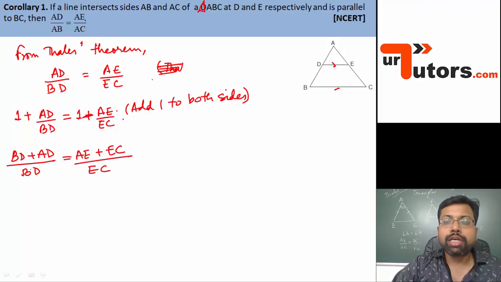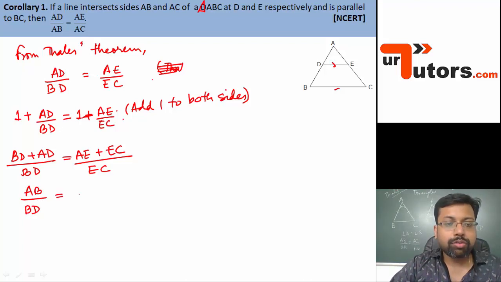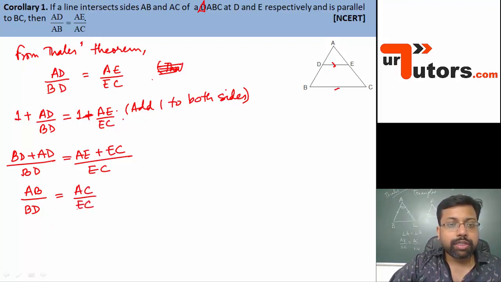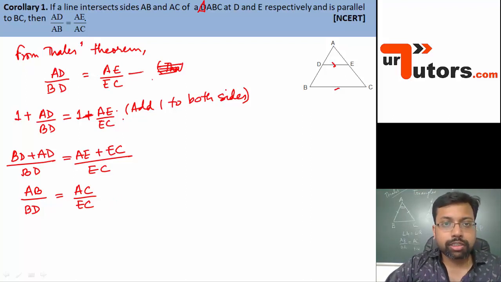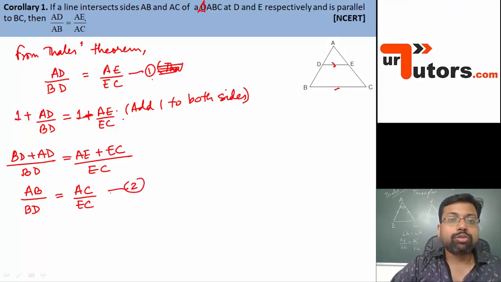So what is BD plus AD? BD plus AD is nothing but AB. You have AB by BD is equal to, and what is AE plus EC? It is AC. So you have AC by EC is equal to AB by BD. Now call the first equation 1 and this one 2.